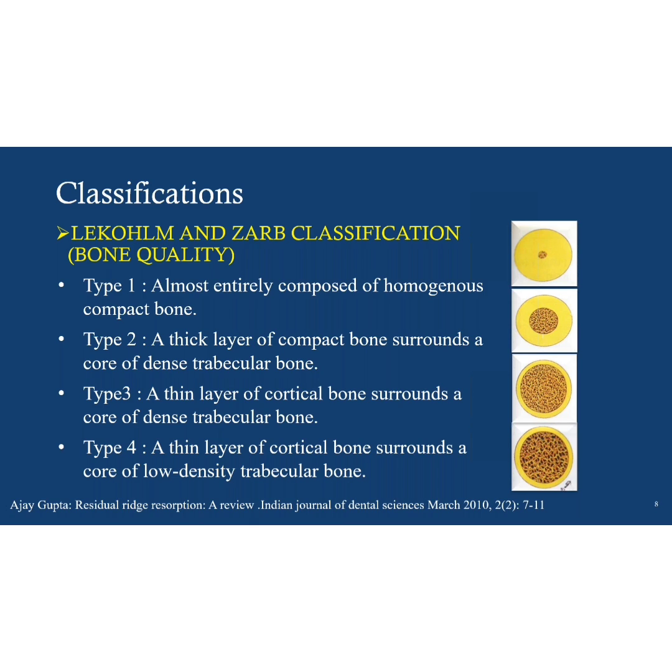New classes were added as subclasses of type 2 and type 3. So type 2A is the same as it's written here. Type 2B, thick layer of compact bone surrounding a medium density trabeculae bone. And type 2C is a thick layer of compact bone surrounding a low density trabeculae bone. Modification was also added to type 3, that is, type 3B is a thin layer of compact bone surrounding a medium density of trabeculae bone.